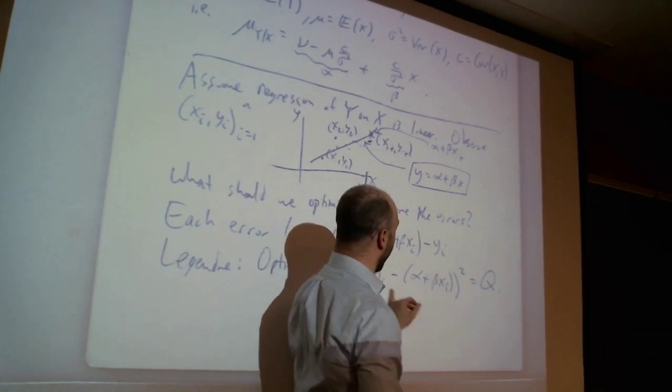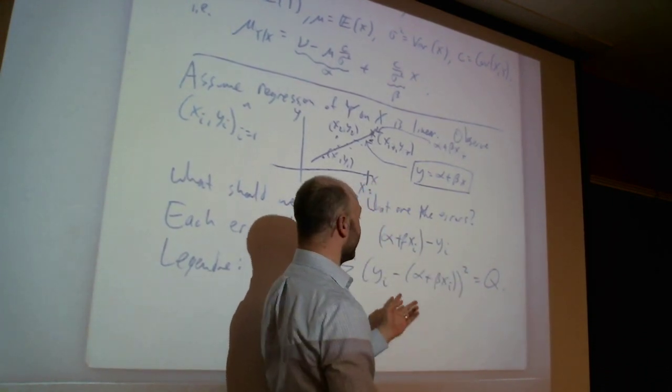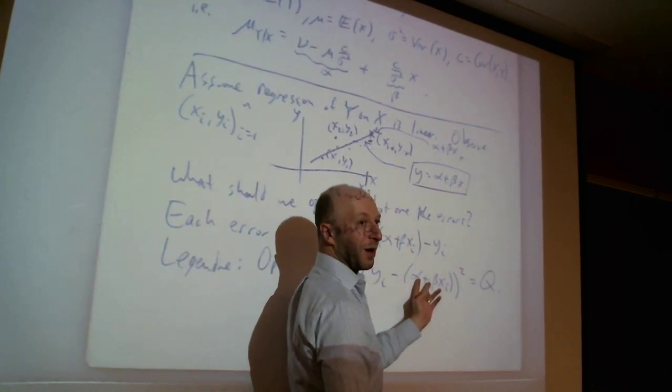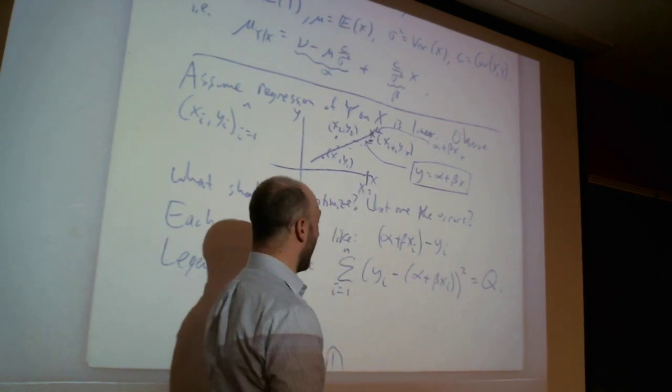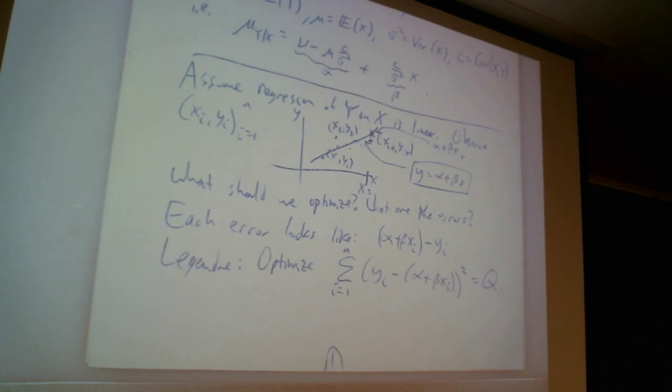Okay? And we want to square the errors so that the positive and negative signs don't cancel, and so that we have nice derivatives. Squaring is a nice function that collapses positive and negative things. Why do we want nice derivatives? How are we going to optimize this function?